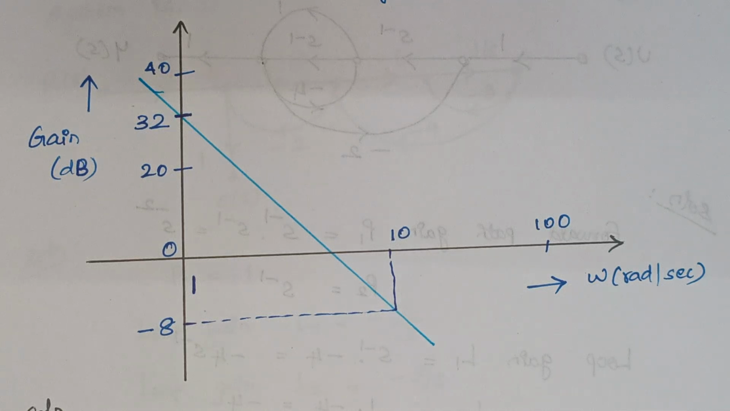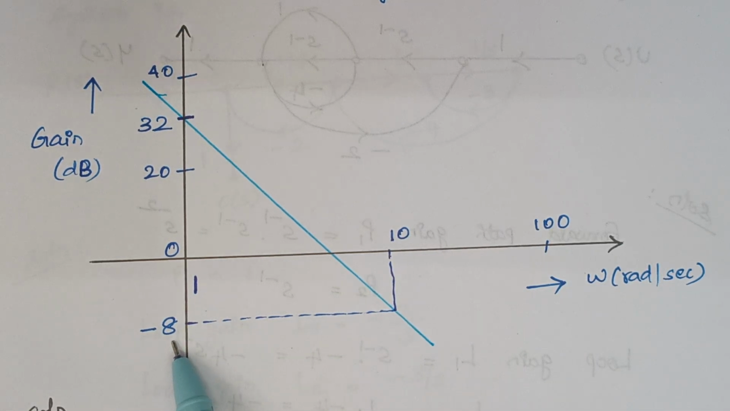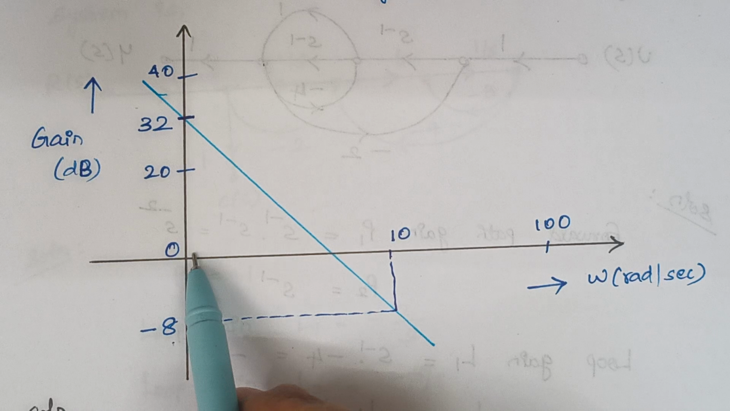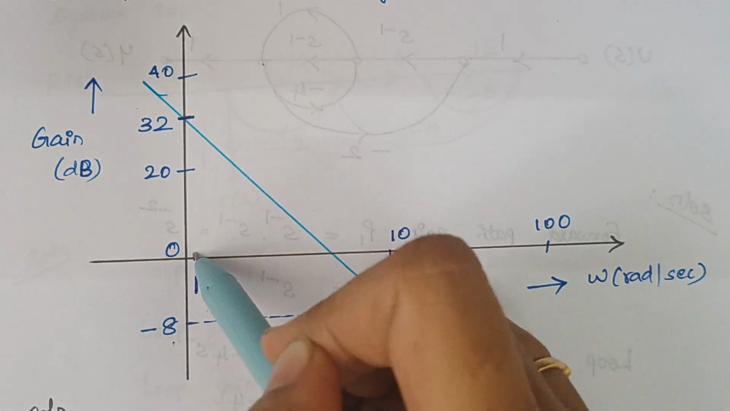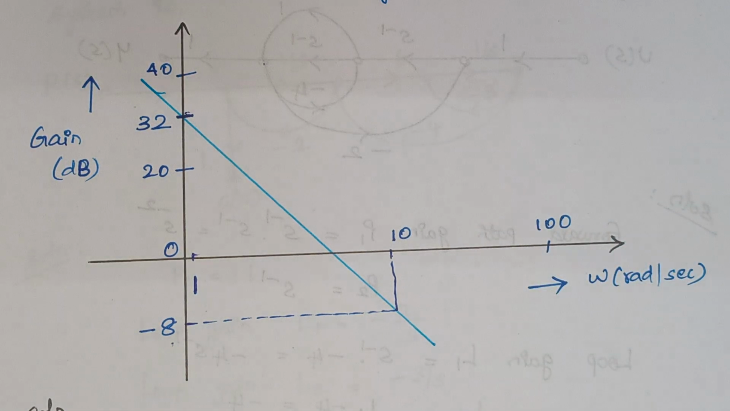Normally the transfer function will be given, then we will be drawing our Bode plot. But here the Bode plot is given and we are asked to find the transfer function. So the first thing is, at omega equal to 10 radian per second, the respective magnitude is minus 8. Similarly, when omega is 1, the magnitude is equal to 32 dB. So first make a note of it.